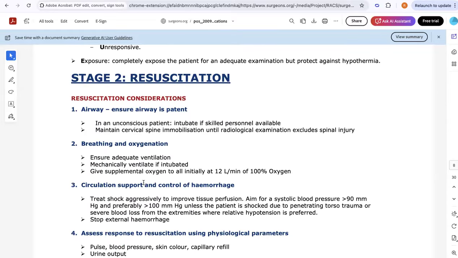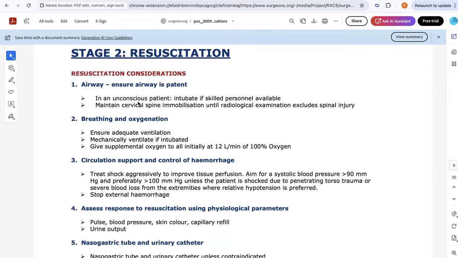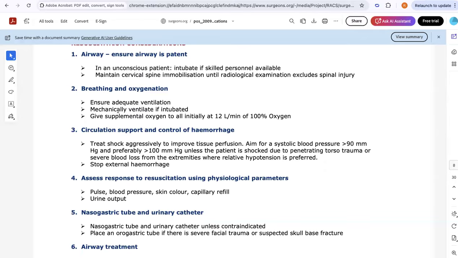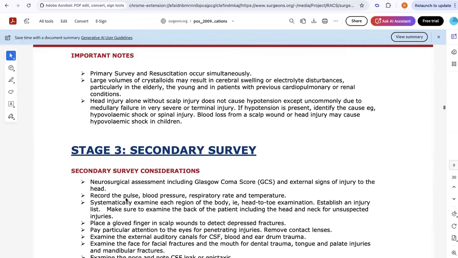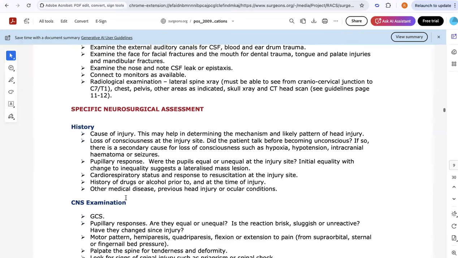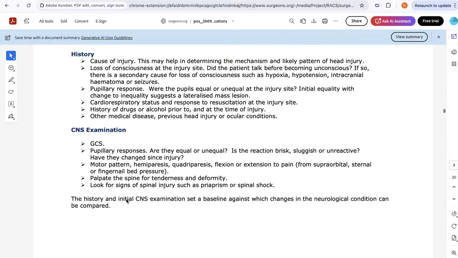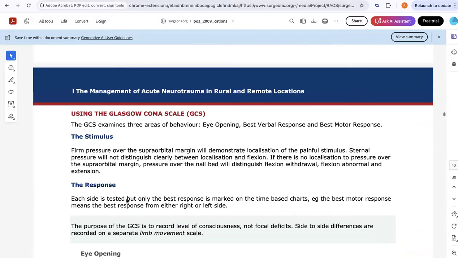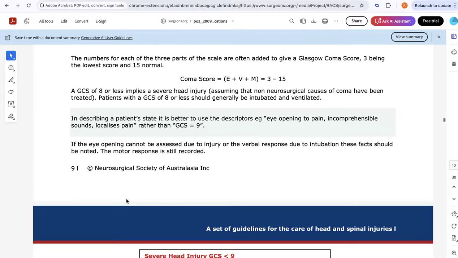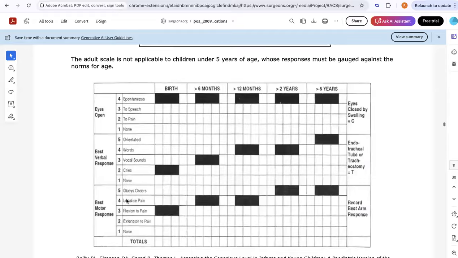And then we resuscitate the patient. If airway is not patent, we intubate the patient. And the same way as I have mentioned, it's written all over here. You can read it in your own time. Then we do a secondary survey where we go through the whole body, head to toe, and try to find out any other injury this patient might have got. And then we do a full examination, especially focusing on CNS exam. We make sure we find out the GCS of the patient.